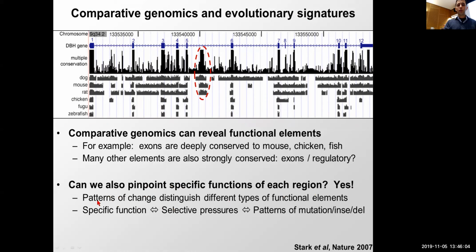We can not only recognize the amount of constraint, but also the pattern of constraint. Namely, the pattern of change that we see, the patterns of mutations, insertions, deletions, can in fact distinguish different types of functional elements, because the specific function that the element performs is what's being selected. And if that function is preserved, it doesn't matter whether the underlying nucleotides are changed. So the function dictates the selective pressure, which in turn dictates the patterns of mutation, insertion, and deletion.